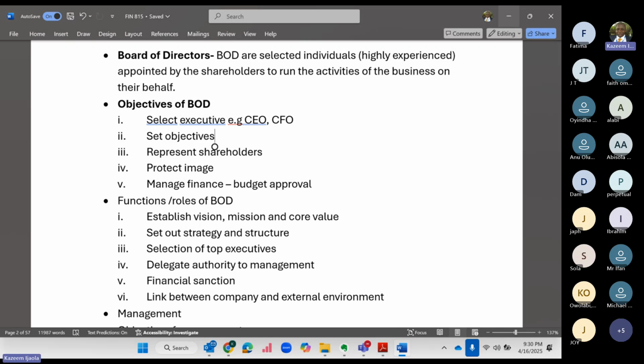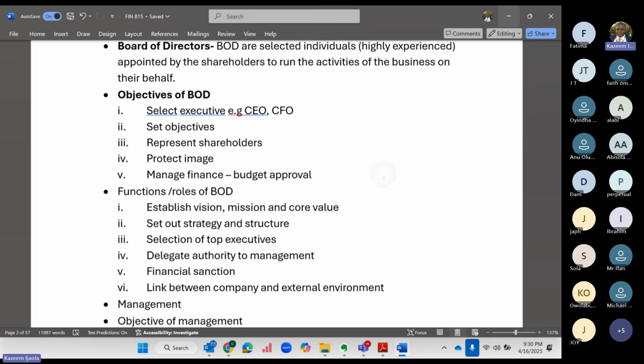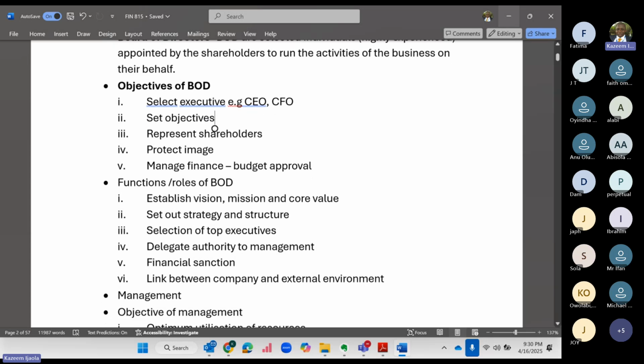So the number one objective of directors is that they appoint CEOs, CFOs. That's number one. Number two is that they set objectives. These are the objectives of directors. They set objectives for the business, what the business wants to achieve. They set a blueprint for the business.